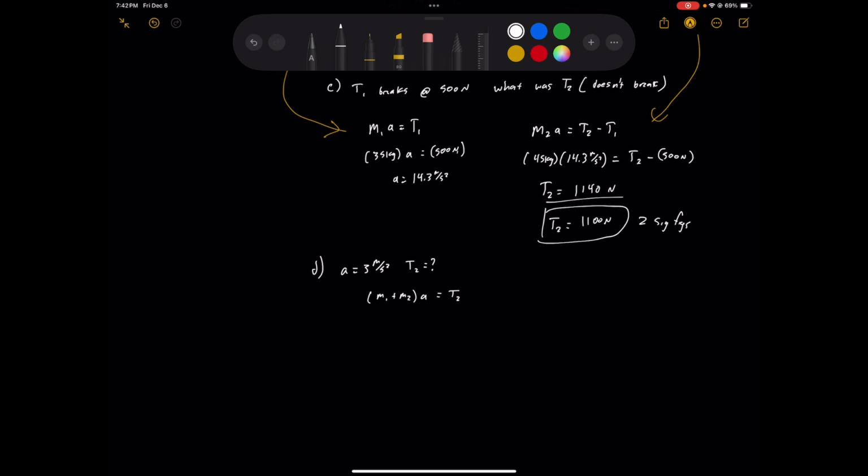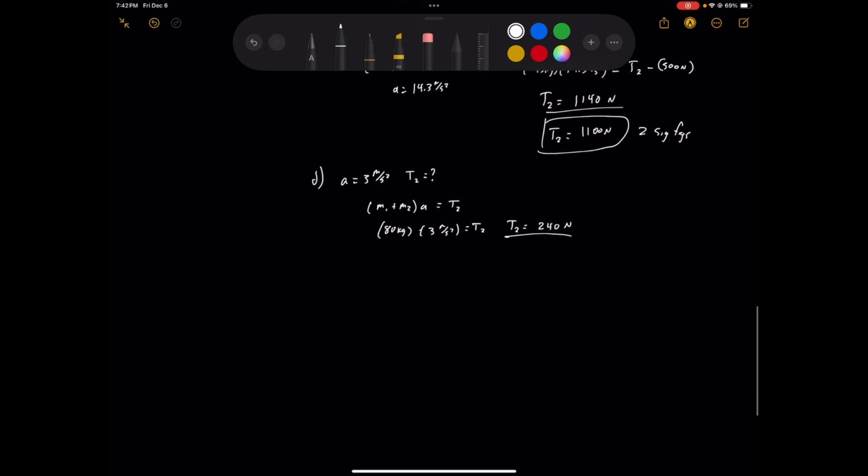Yeah, just plug in the numbers. So 35 plus 45, the total mass of the system is 80 kilograms, right? Times the acceleration, which is 3 meters per second squared. That has to equal T2. Therefore, T2 has to equal 240 newtons. All right, so that's the answer to the last one.